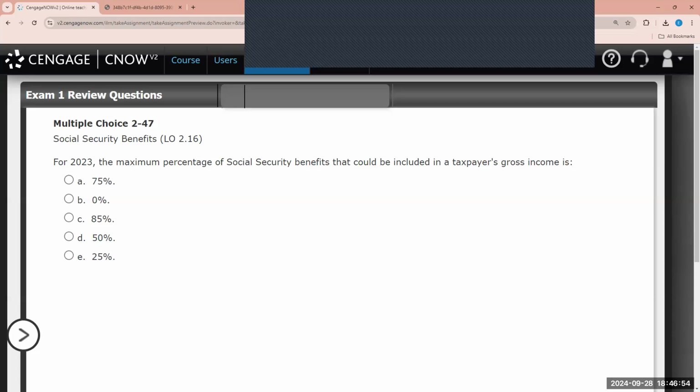If your modified adjusted gross income plus 50% of your Social Security benefits is less than the base amount, then benefits are excluded from income. But if it falls within a certain range, then your Social Security benefits could either be taxed at 0% if it's less than the base, 50% if it falls within the range, or a maximum of 85% if it exceeds the range.